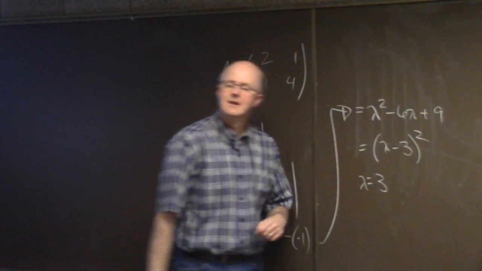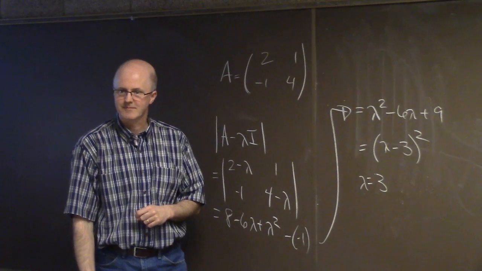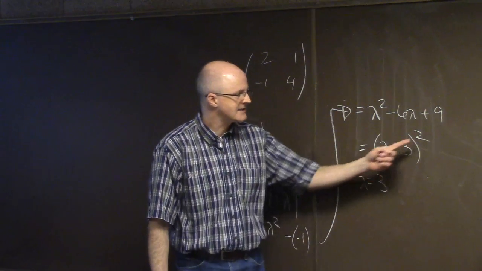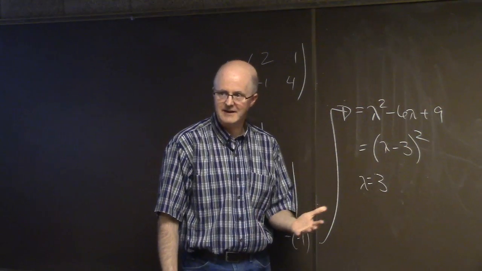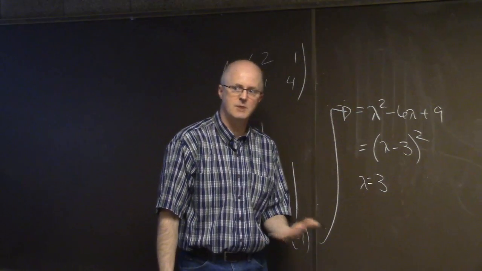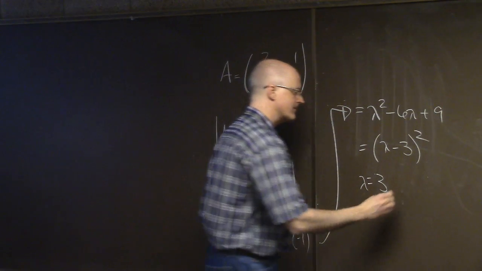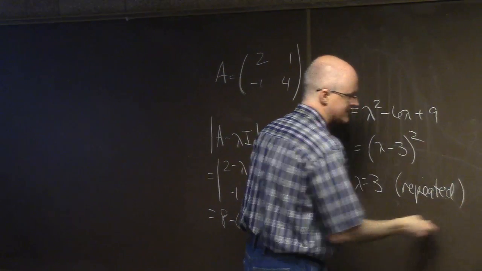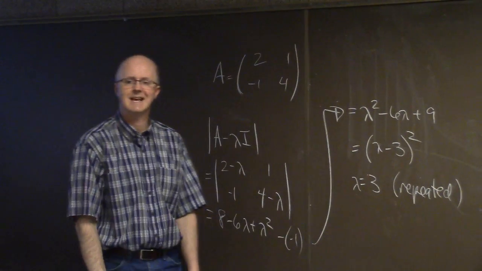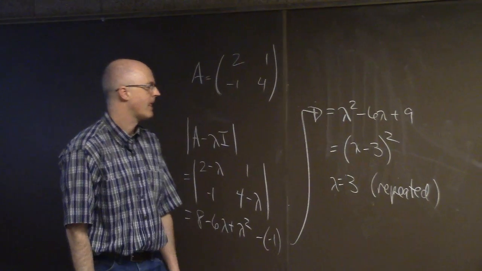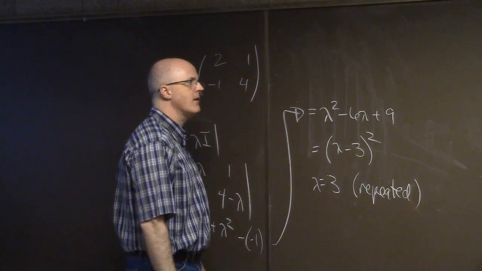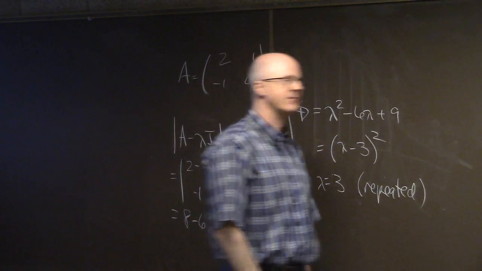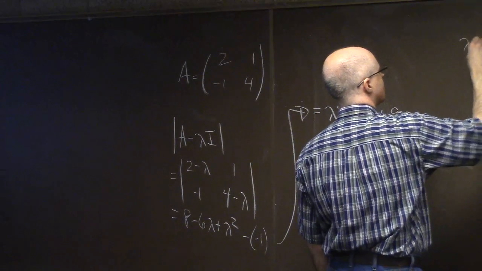Thanks. Lambda equals 3. However, because it's got a square there, we call it a repeated eigenvalue, or an eigenvalue of multiplicity 2. It's repeated, well, I'll say repeated, but sometimes you'll hear people say it has multiplicity 2. Well, okay. What happens if we go ahead and try to find a corresponding eigenvector?